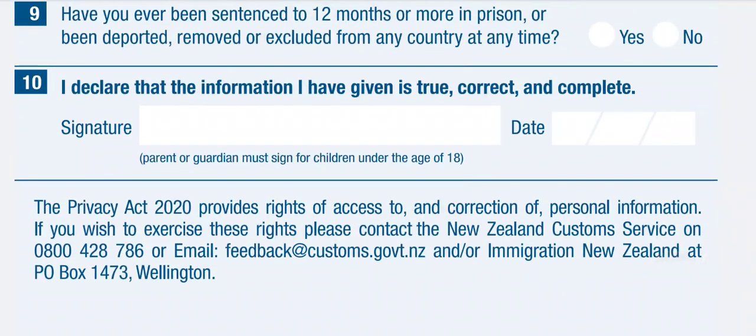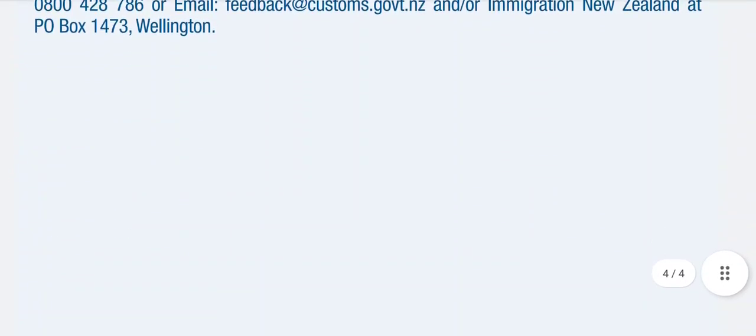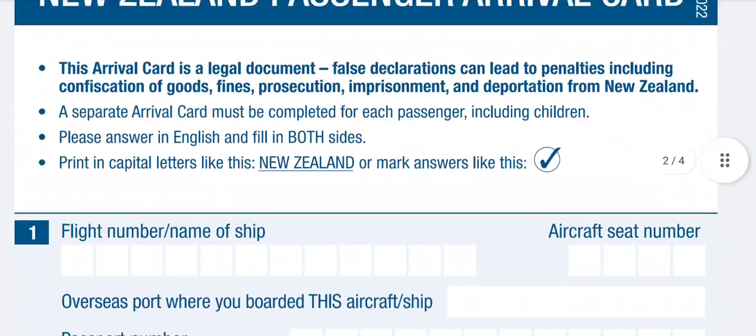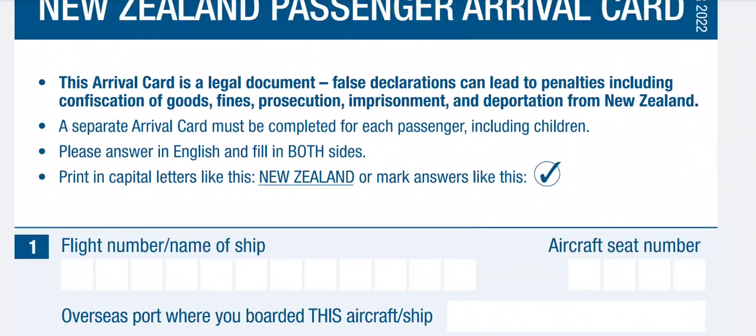I declare the information given is true, correct, and complete. So once you sign, it becomes legal. So be very careful and be honest, because as they have warned you in the beginning itself, there could be severe penalties. You could be prosecuted. Your goods can be confiscated. You could be subjected to fine, imprisonment, and in the worst case, even deportation.